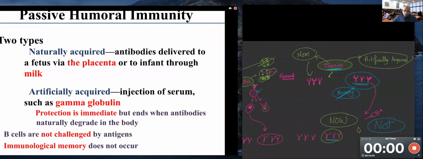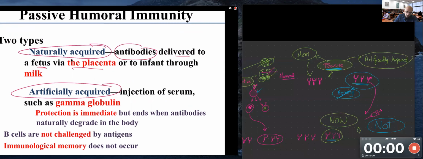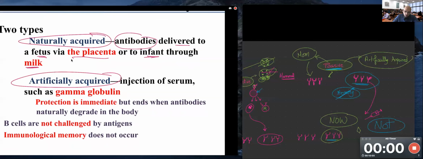All right, so passive humoral immunity is going to be either naturally acquired or artificially acquired. Naturally acquired, those are antibodies delivered to the fetus through the placenta or to the infant through lactation. It might be artificially acquired by injecting serum containing the gamma globulins, the immunoglobulins, the antibodies, to provide you again with protection now, an immediate protection. B cells are not challenged by the antigen, so the naive cells haven't been exposed to the antigen, so they will remain naive. No activation means no memory.